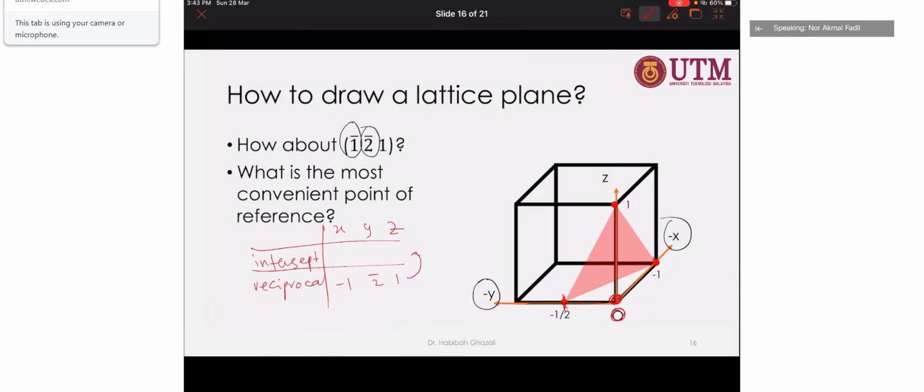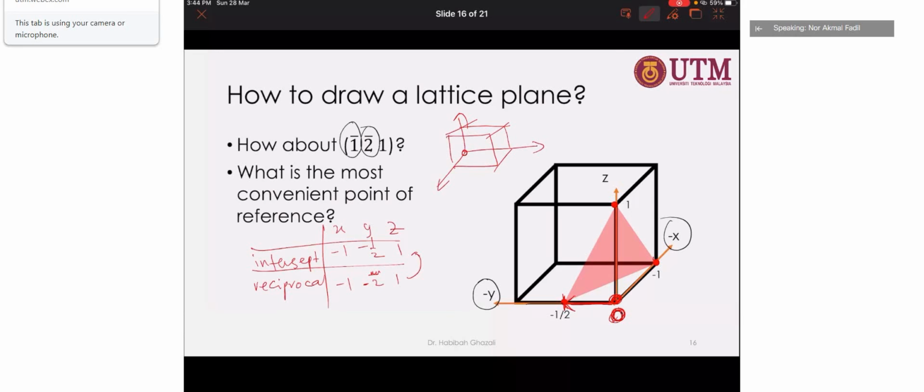So after you do the reciprocal, you will get -1, negative half, and 1. Since you know this is the origin or the point of reference, half must be in this direction. The reason we identify the origin is that it is easy for you to later draw the plane, because sometimes students, when they draw the cube, immediately identify the origin like this.